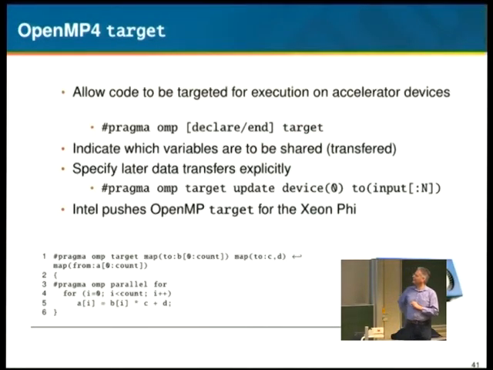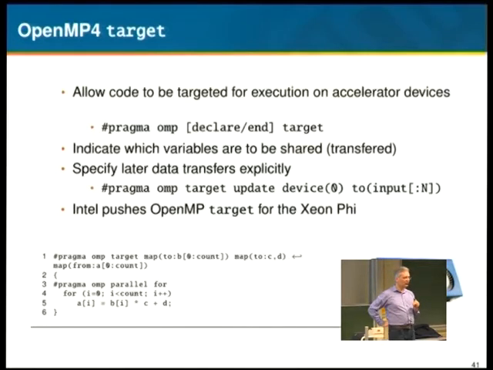But this is what it looks like. Pragma omp target. Or if you have a large amount of code that you want to say all of this needs to go to the target segment, pragma omp declare target, and then pragma omp end target. You can specifically say, okay, I need this data to go to the device. Or later, you can say, okay, update the contents of this struct in one or the other direction.